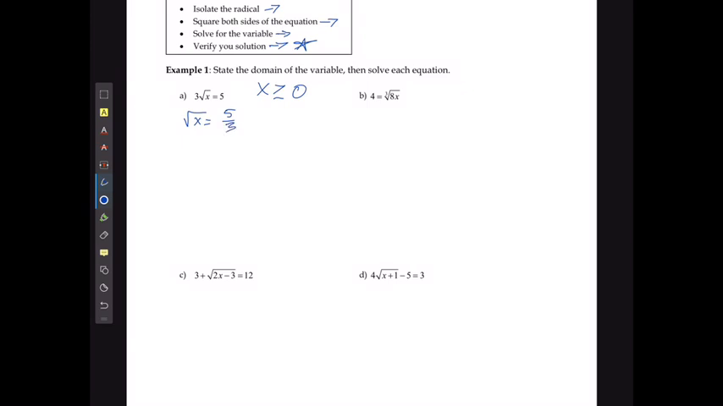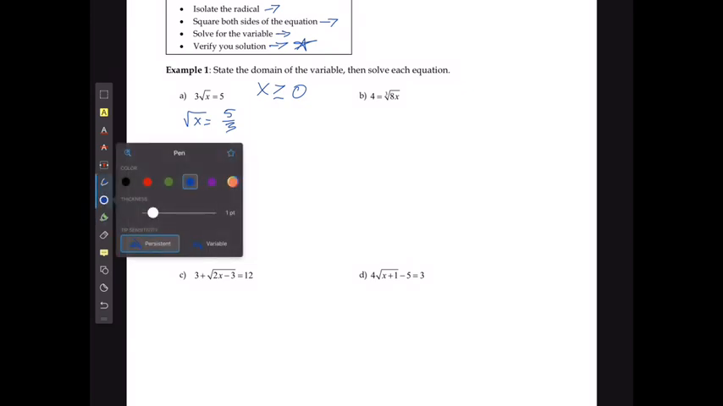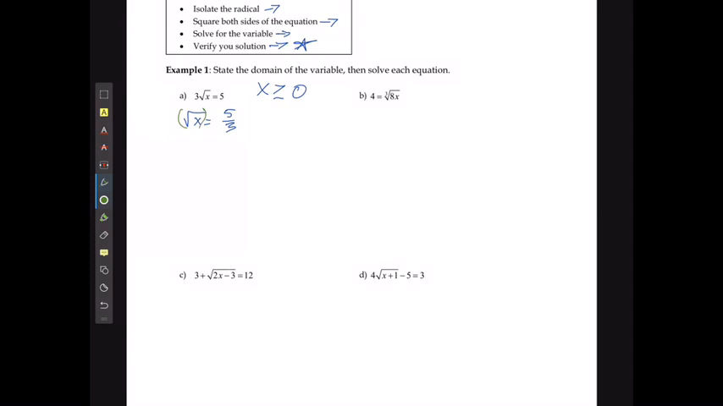And now that my radical is by itself, I'm going to square both sides. When I'm squaring both sides, I'm going to put brackets around both sides to make sure that I square everything out properly. It's going to be more complex if I'm dealing with a binomial. When I take the square root of x squared, I just have x. When I take 5 over 3 squared, I'm going to have 25 over 9.